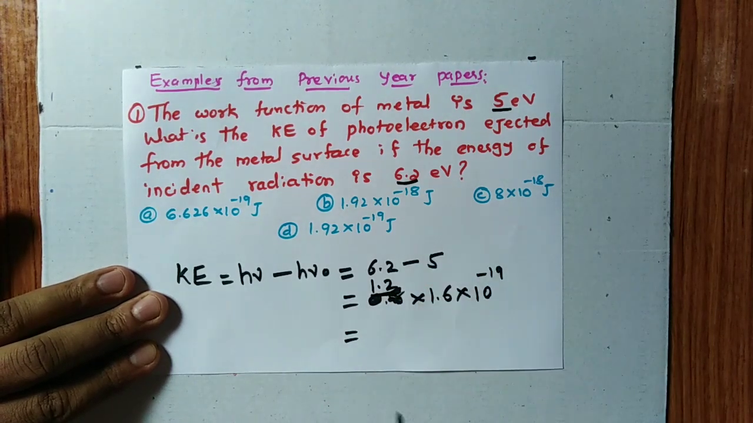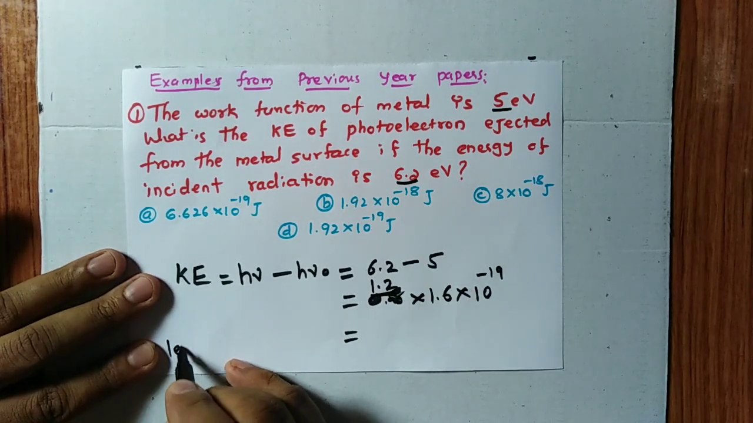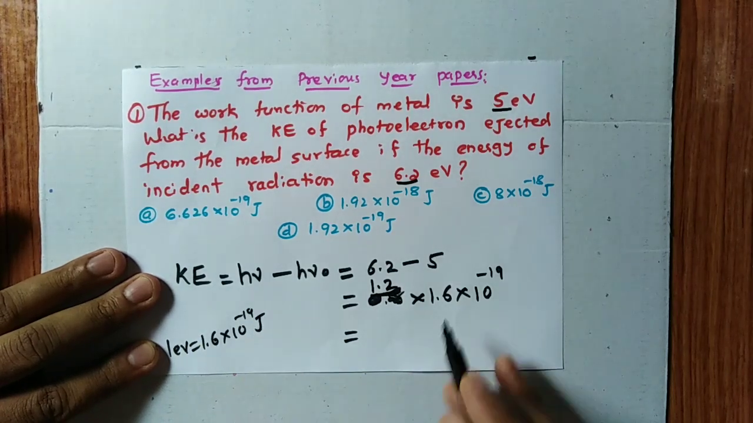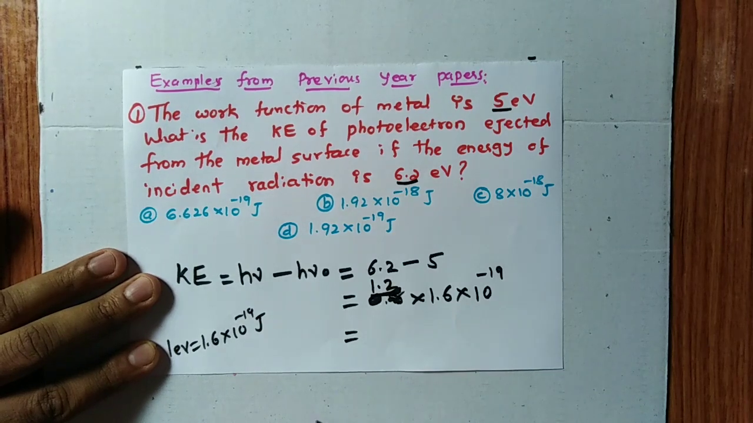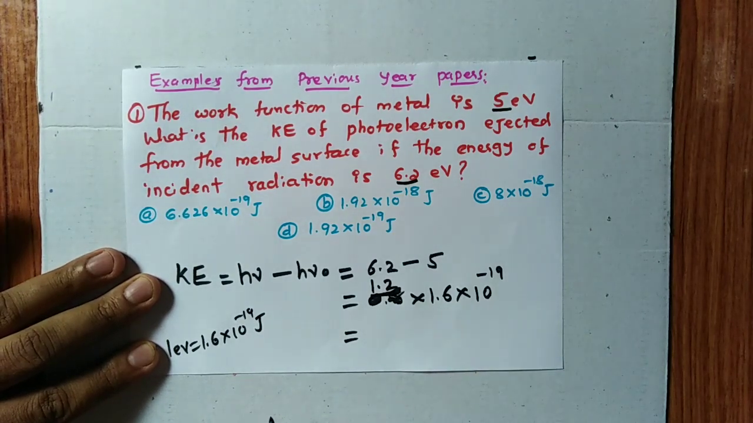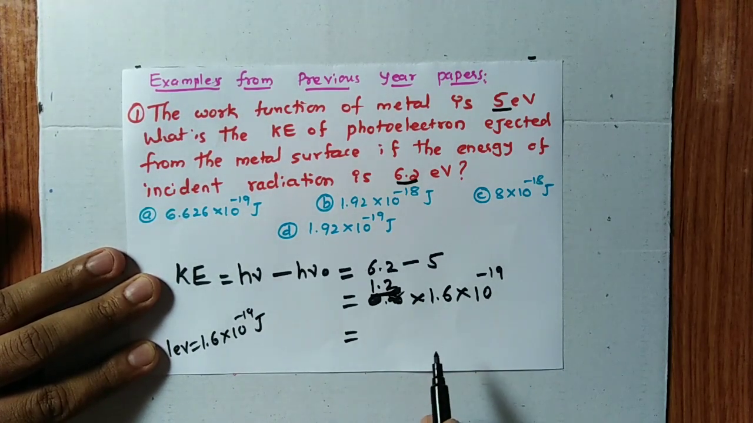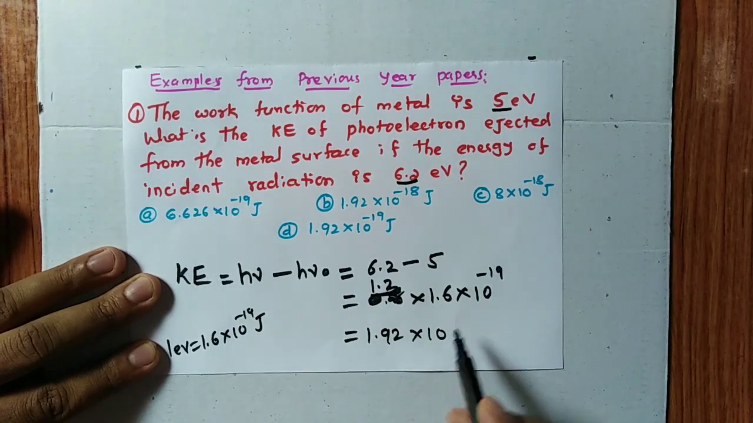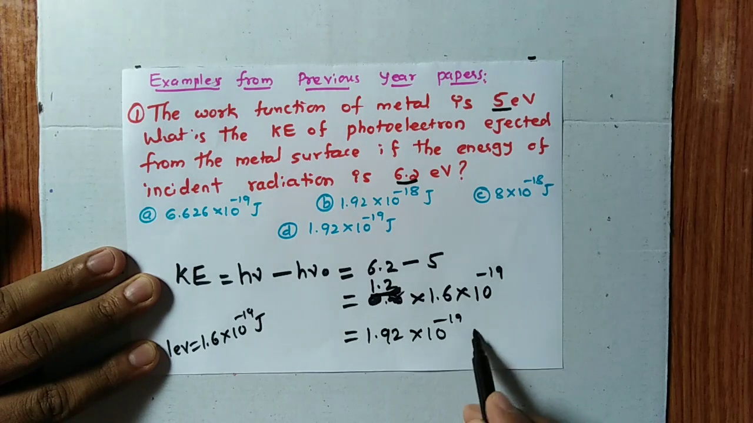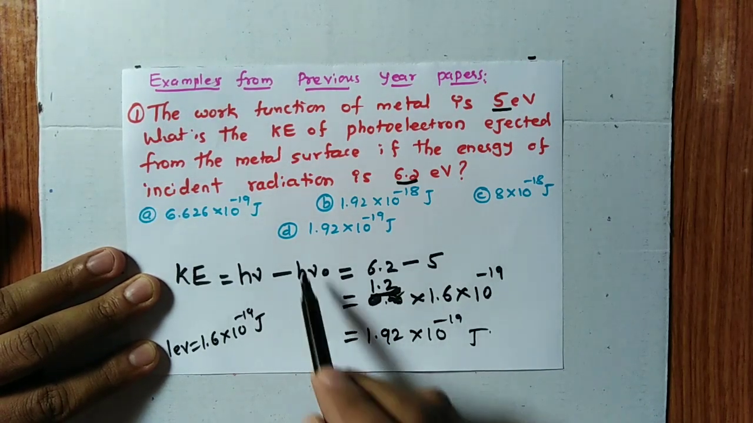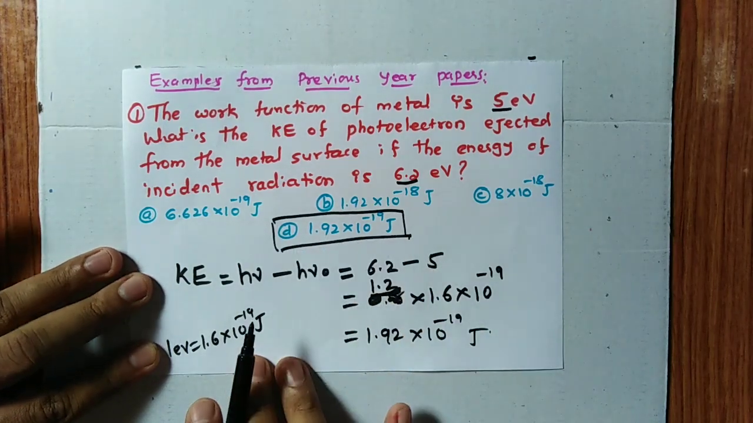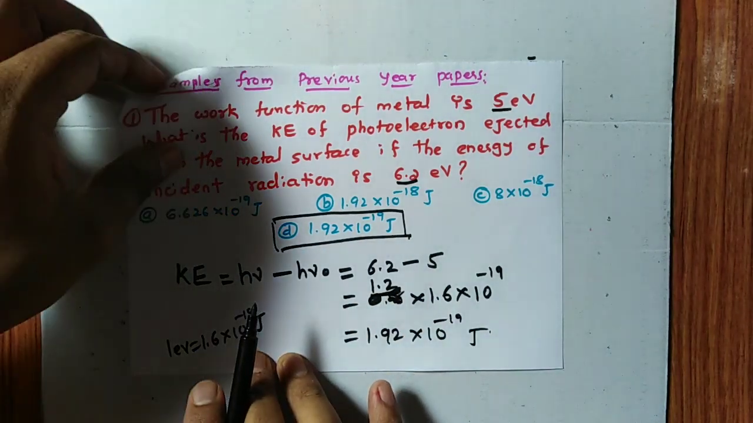But the answer is in joule. So remember the conversion factor: 1 electron volt is equal to 1.6 into 10 to the power minus 19 joule. Hence I have taken this. So 1.2 into 1.6 into 10 to the power minus 19 joule. If you solve this particular question, you are going to get 1.92 into 10 to the power minus 19 joule, remember. So the answer for this question is option D. So this is the first question.